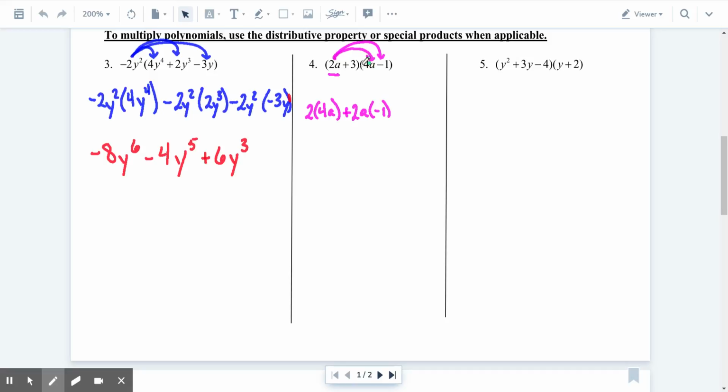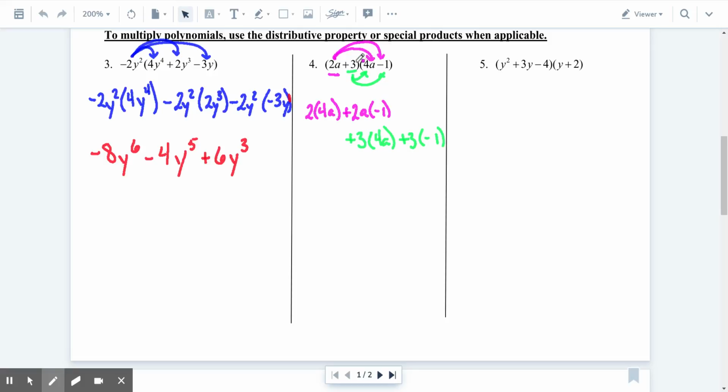We need to do the same thing with our positive 3. We need to take positive 3 times both terms over here. So it's the same idea. Now we just need to take this 3 times the 4a, which would give us, I'm running out of room, so I'm going to write it down here, plus 3 times 4a. And then we need to take the positive 3 times the negative 1. So plus 3 times negative 1. And if you look, it looks like we took everything in the first set of parentheses, the 2a and the 3, times everything in our second set of parentheses, the 4a and the negative 1. So we've officially multiplied the two parentheses together.